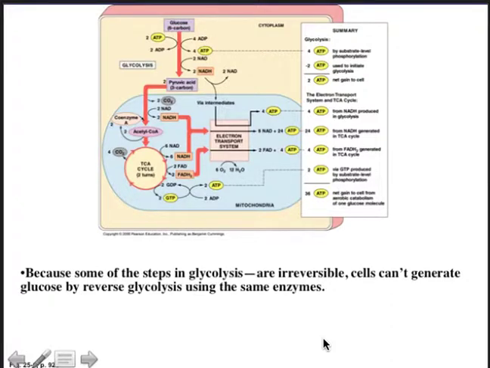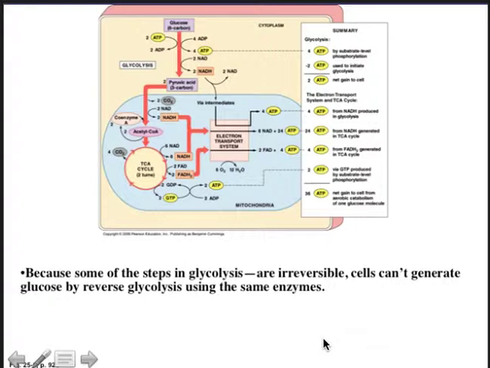Because some of the steps in glycolysis are irreversible, cells can't generate glucose by reverse glycolysis using the same enzymes. Occasionally, as our metabolic demands change, we need to increase blood sugar in between meals. The way that we do that is by breaking down our energy stores and turning them into glucose and putting that glucose into the bloodstream for delivery to cells to use as energy. This is a process called gluconeogenesis.